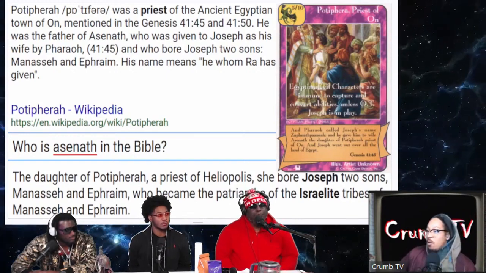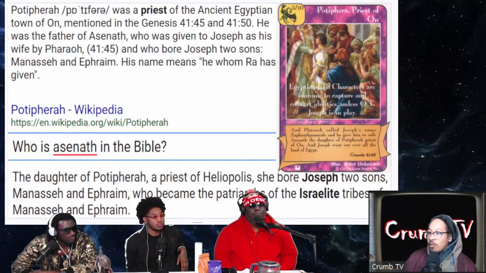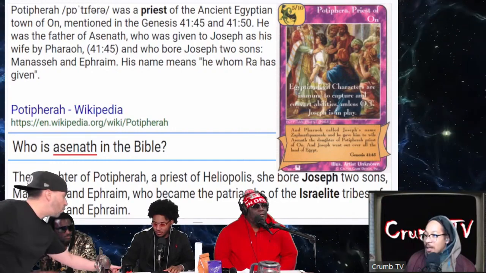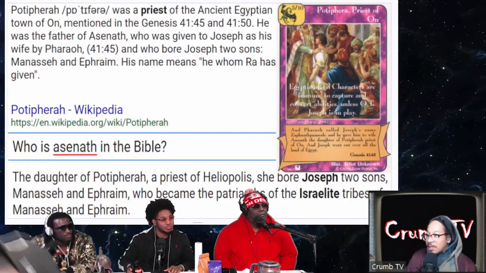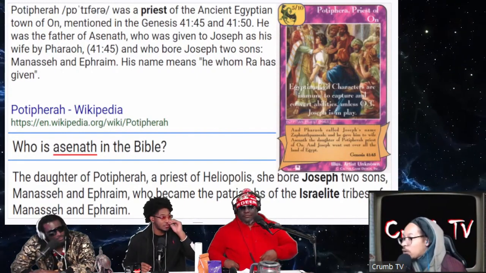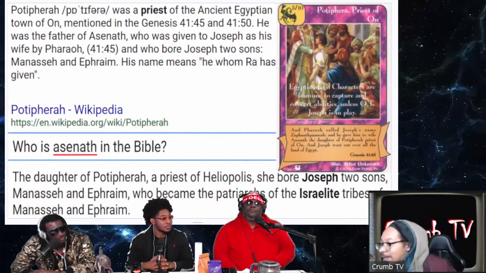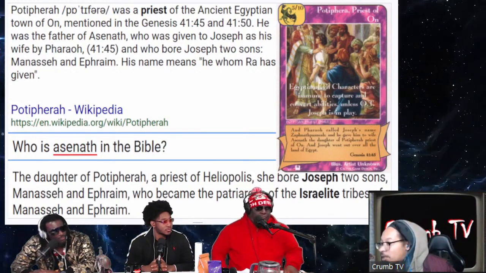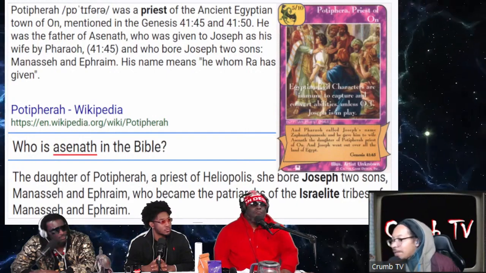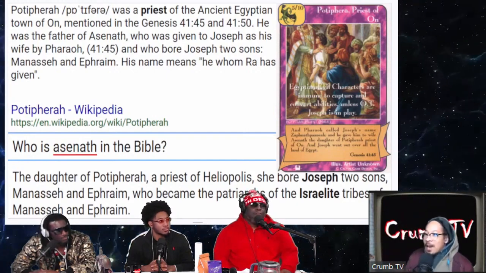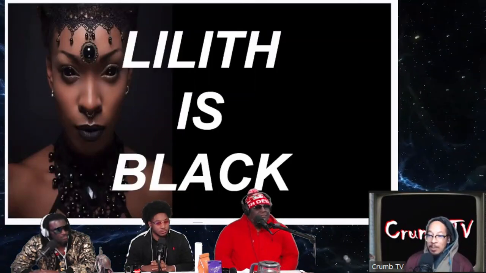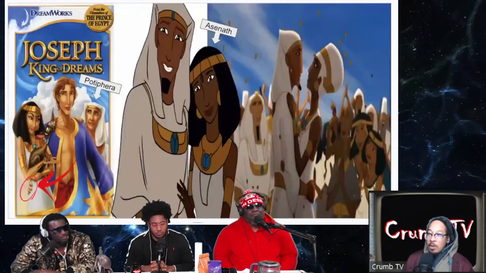So now, when you look at this card right here, I think this is Magic: The Gathering. It says Potiphera, priest of On. So these are the followers. It says Egyptian evil characters are immune to capture. I don't want to read that part. And Pharaoh called Joseph's name, and he gave him a wife, Asenath, the daughter of Potiphera, priest of On. And Joseph went out over all the land of Egypt. That's Genesis 41:45. Now, I'm going to go on why Lilith is black and from this point on, but I still want to stick with Potiphera.